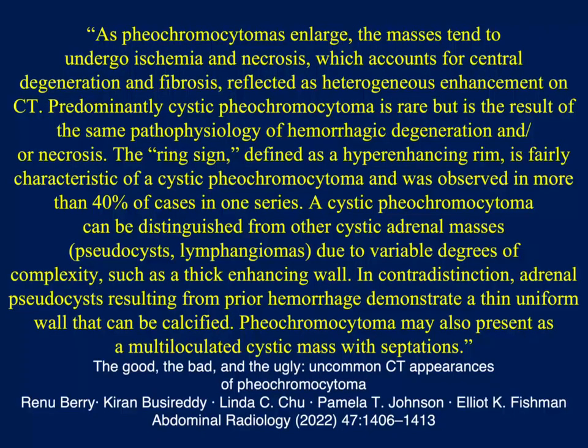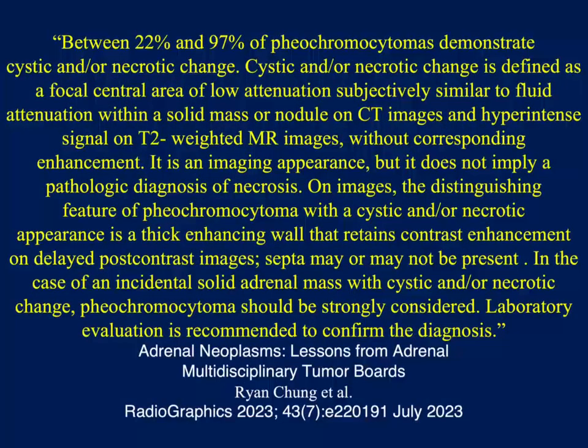Now, as Theos enlarge, the masses tend to undergo ischemia and necrosis, which accounts for central degeneration and fibrosis, reflected as heterogeneous enhancement. But I do want to make the point that even smaller Theos can be cystic. A cystic Theo can be distinguished from other cystic adrenal masses due to variable degrees of complexity, such as a thickened wall. In contradistinction, adrenal pseudocysts resulting from prior hemorrhage demonstrate a thin uniform wall that can be calcified. Again, there's overlap, but lab values will often make the difference and make the diagnosis very simple.